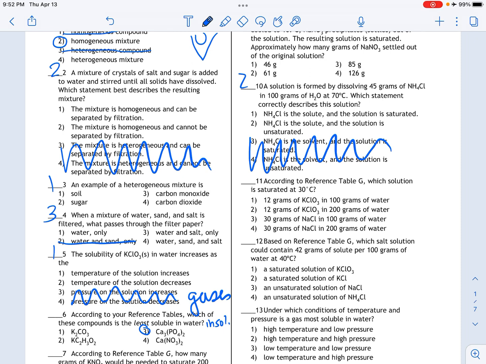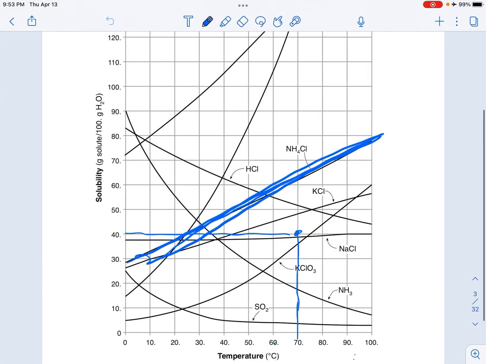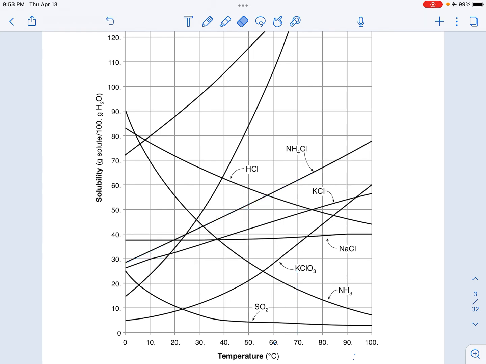Let's see. So now let's go back to table G. 12 grams KClO3 in 100 grams of water. So KClO3 is this curve here. 12 grams is like here. Oh, and it's at 30 degrees. It looks like 12. Yeah, that looks good. That's it.